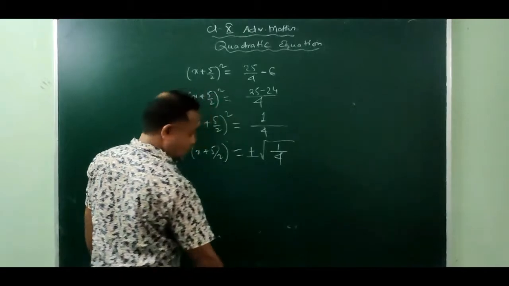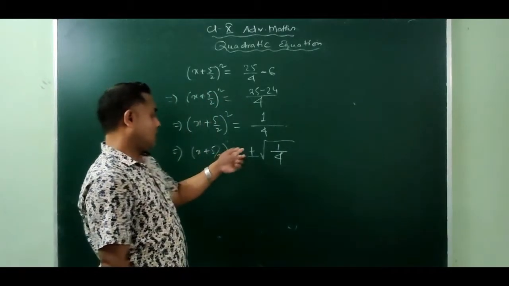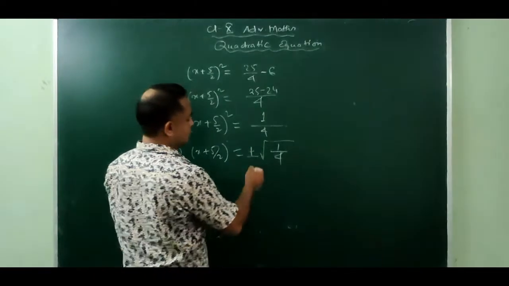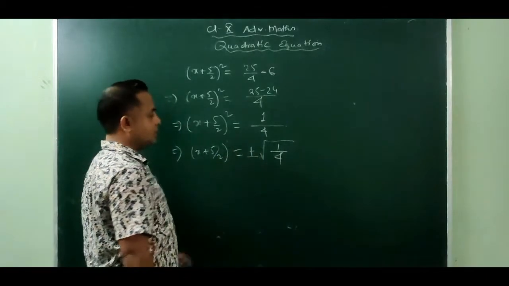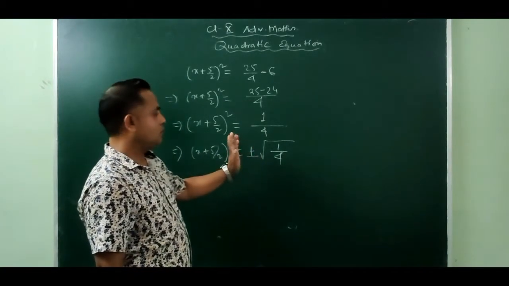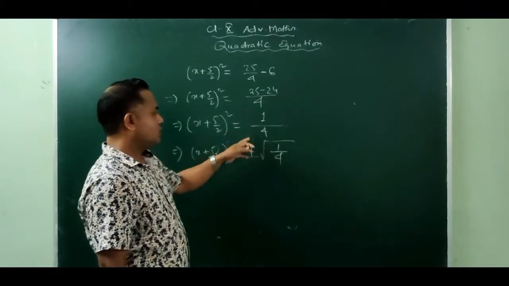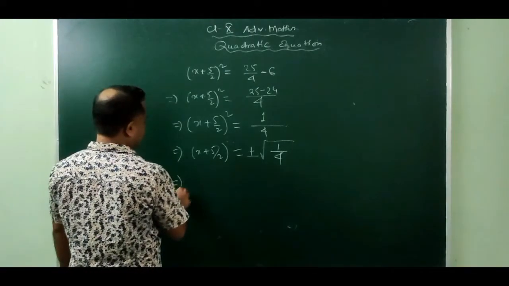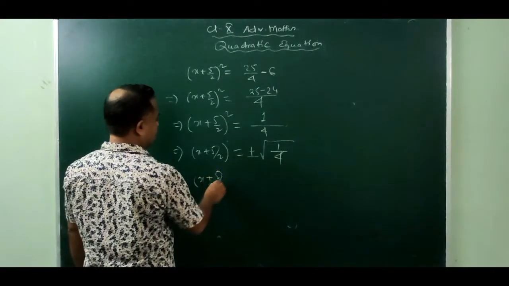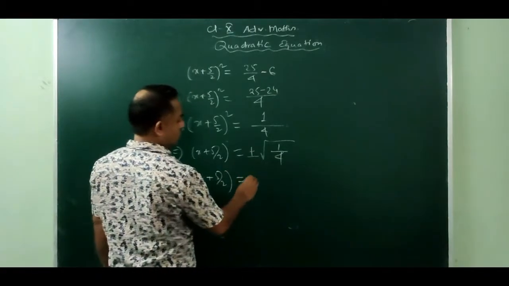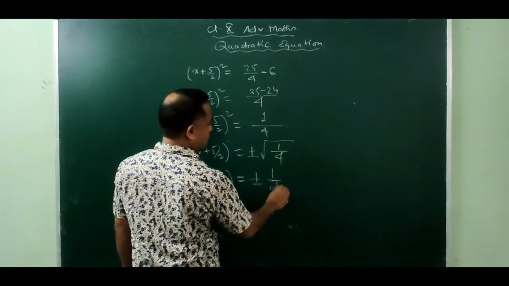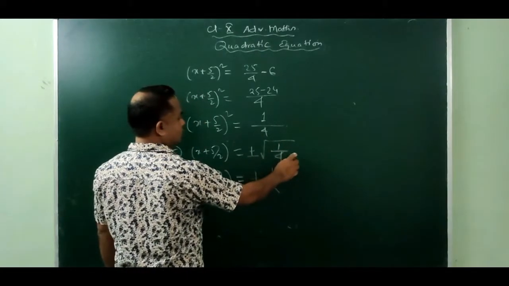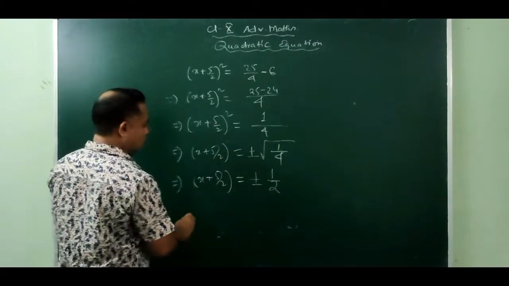Why is it plus minus? Because the square of minus is also positive and the square of positive is also positive. That is why we put plus or minus, but we do not know the exact transformation of this equation. It may be from positive or negative. So x plus 5 by 2 is equal to plus minus 1 by half. We have taken out the root. That means 4 means 2 square, 2 square and root cancel, 1 square to 1.